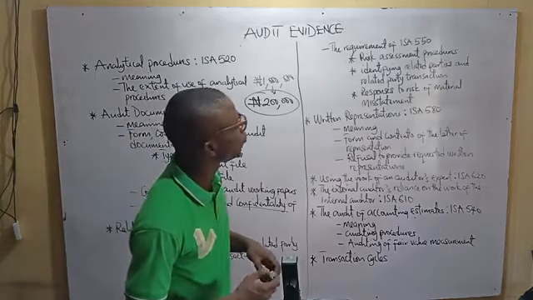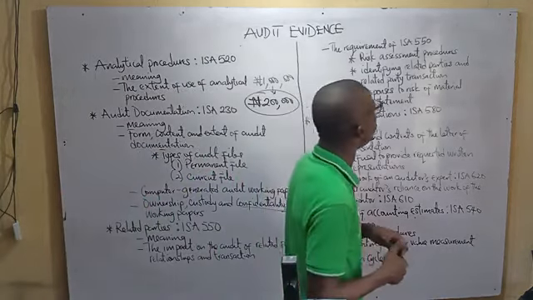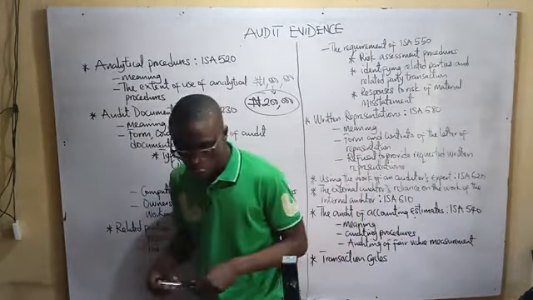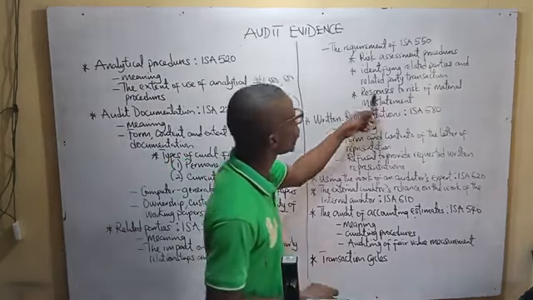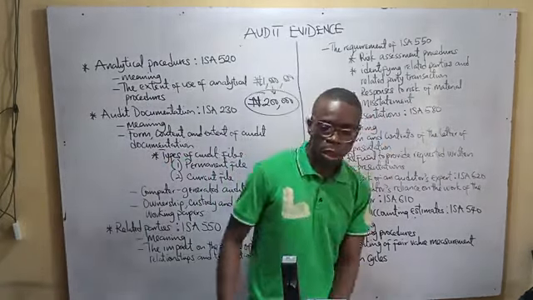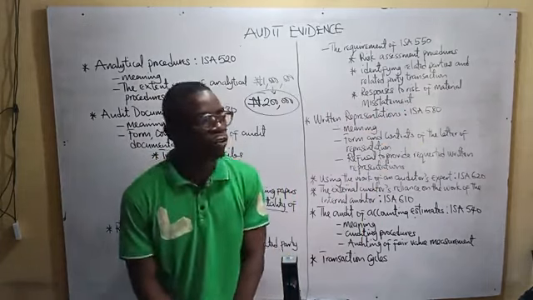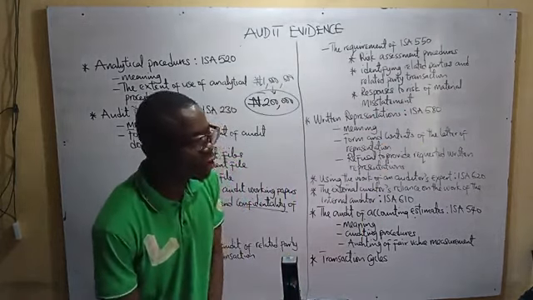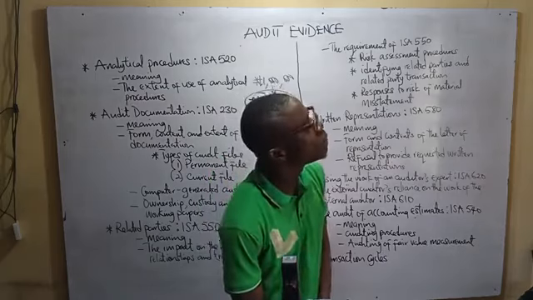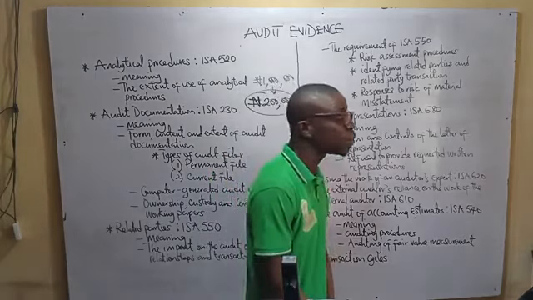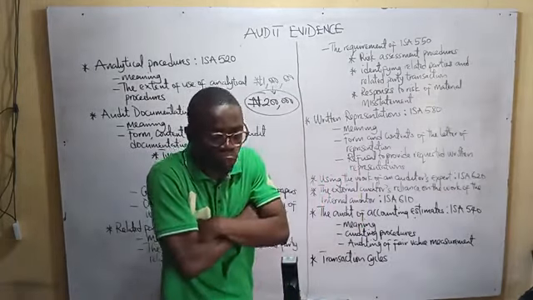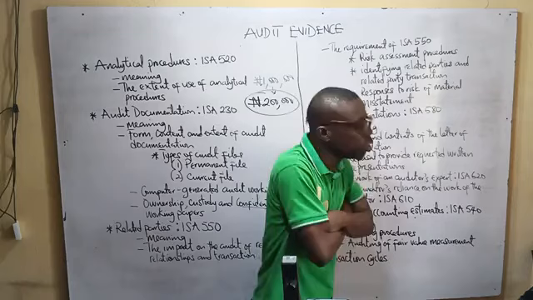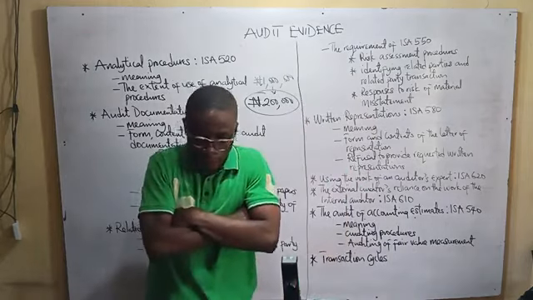Now let's look at response to risks of material misstatement. If the auditor discovers that there is a risk of material misstatement as a result of related party transactions or related party relationships, the auditor will not just fold his hands. He will need to respond to the risk of material misstatement.